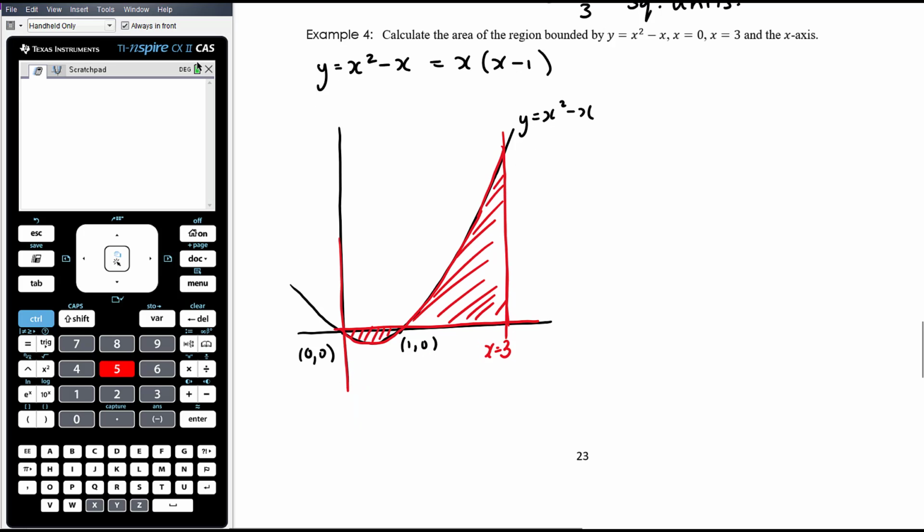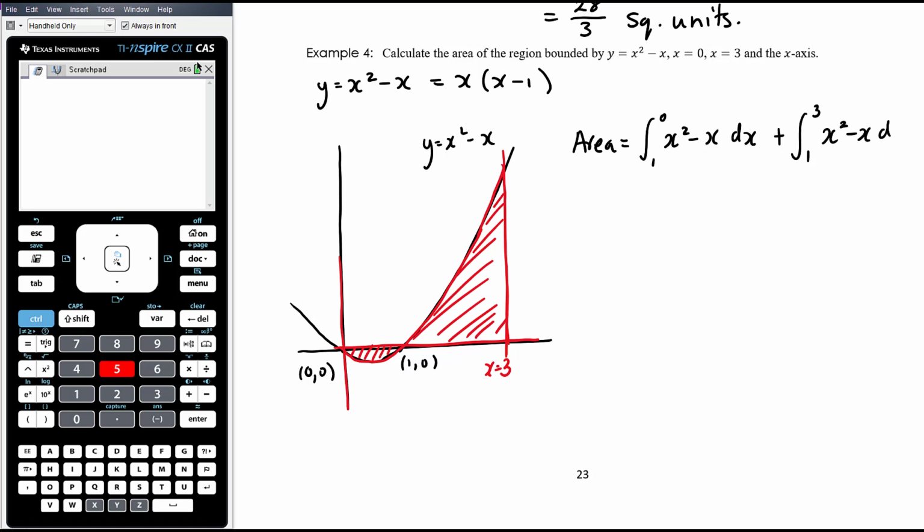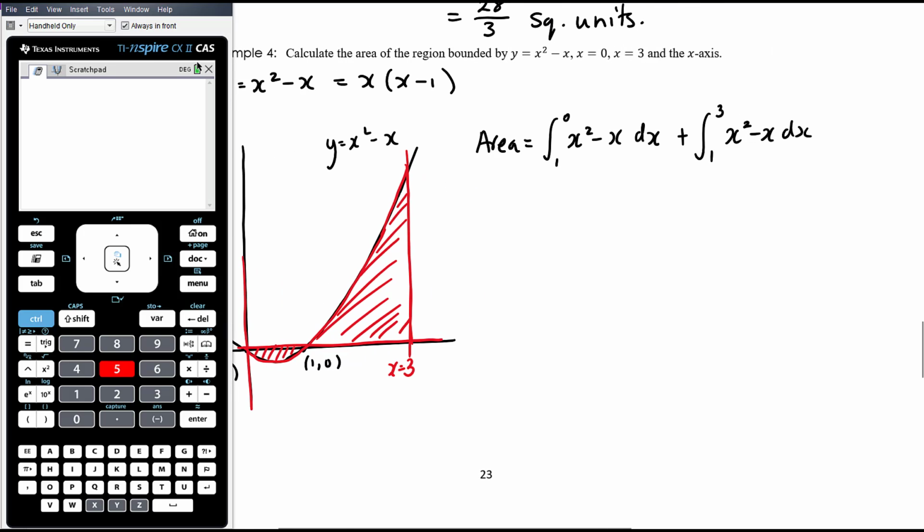So we need to split it into 2 separate integrals. Okay, so our area is going to be the negative integral from 0 to 1, but I prefer to write that as the integral from 1 to 0 of our function, which is x squared minus x dx, plus the positive integral from 1 to 3, because that region's above the x-axis, of the same function. Alright, and so then we need to evaluate that.